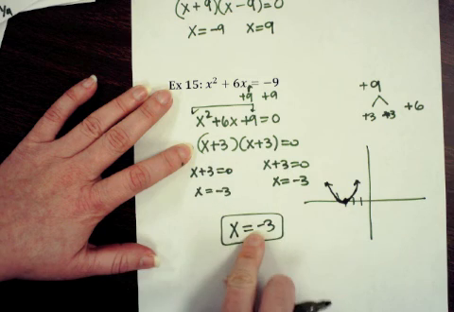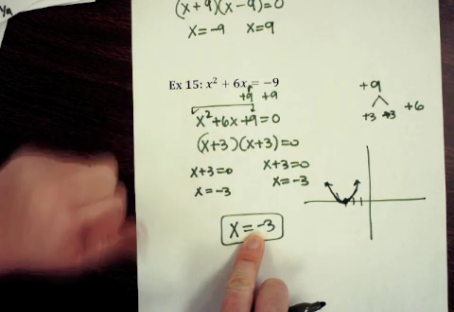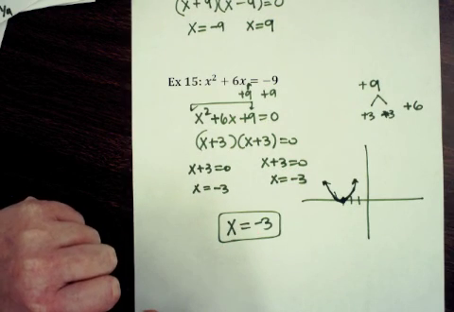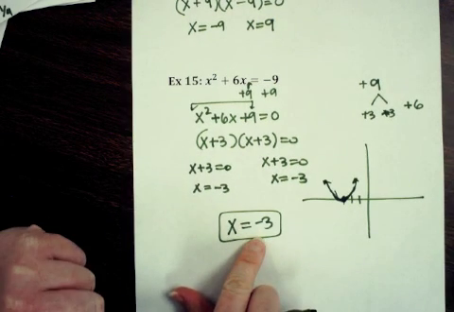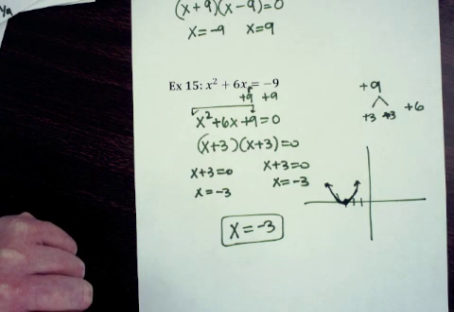So x equals -3 is one solution. So again, you can have one solution, two solutions, or no solutions. The majority of these had two solutions, but that's an example of one solution. Okay, go on and do your practice.